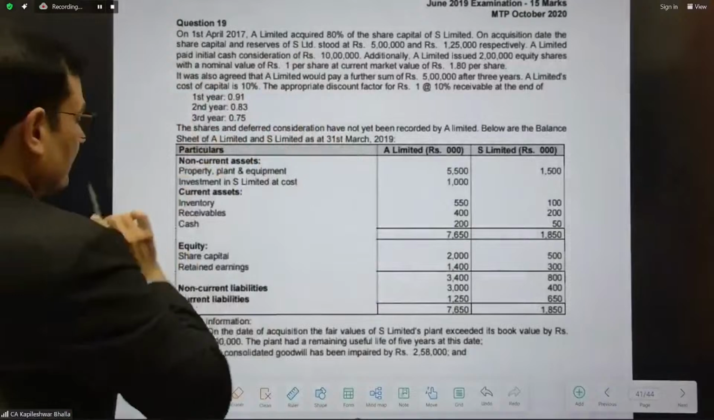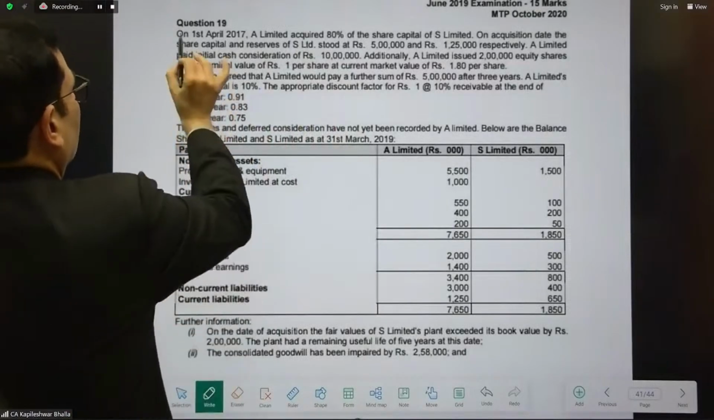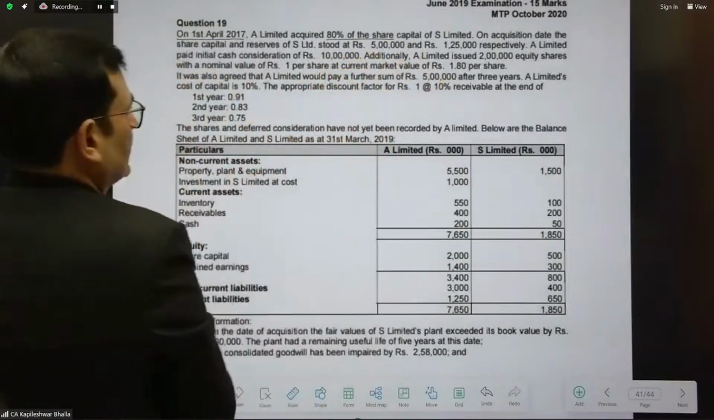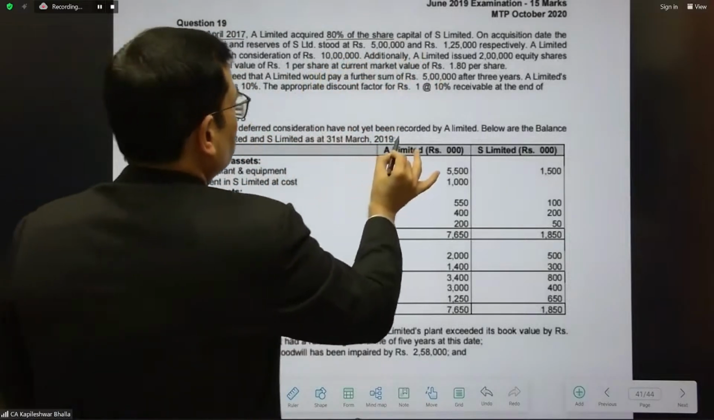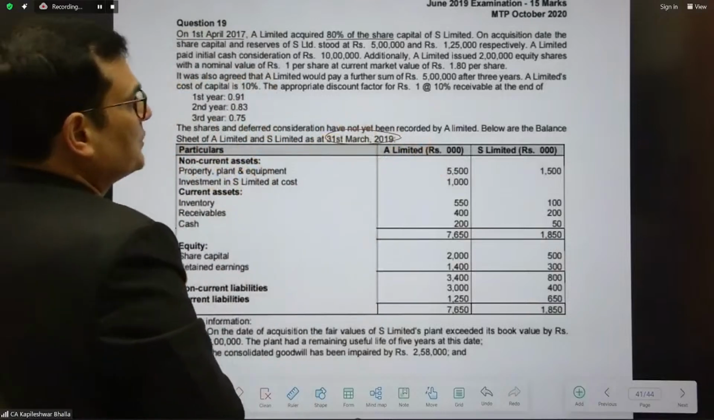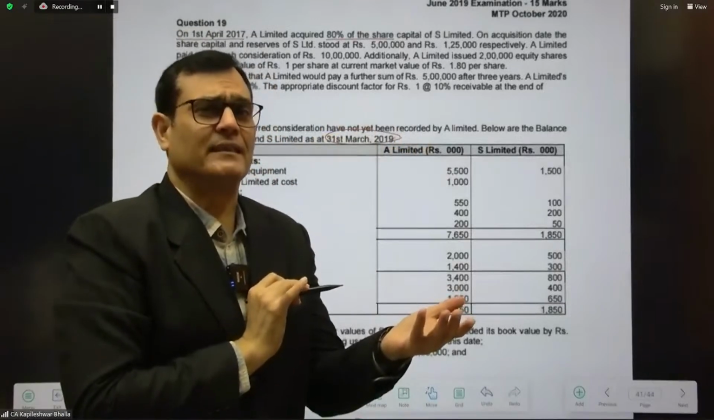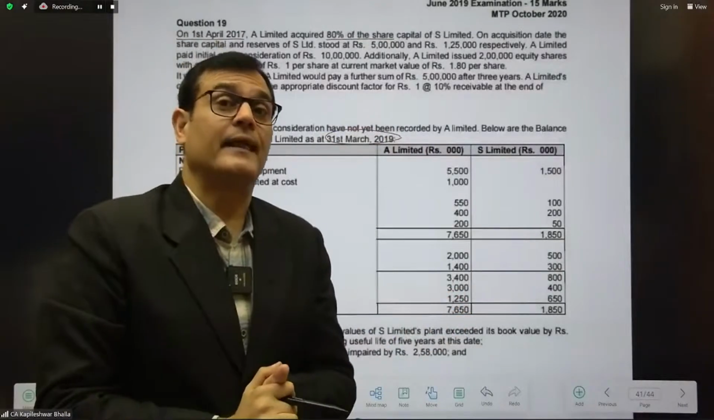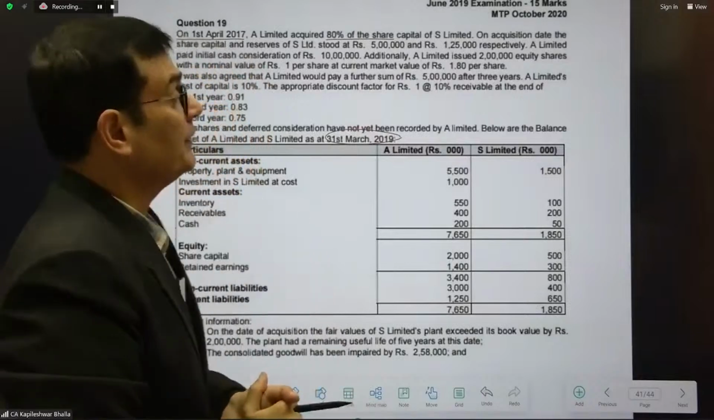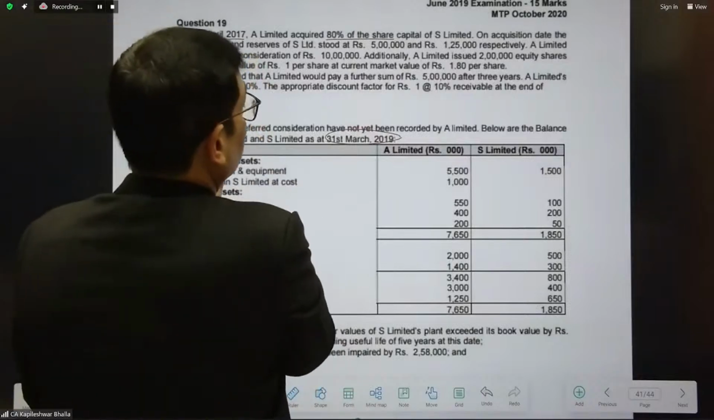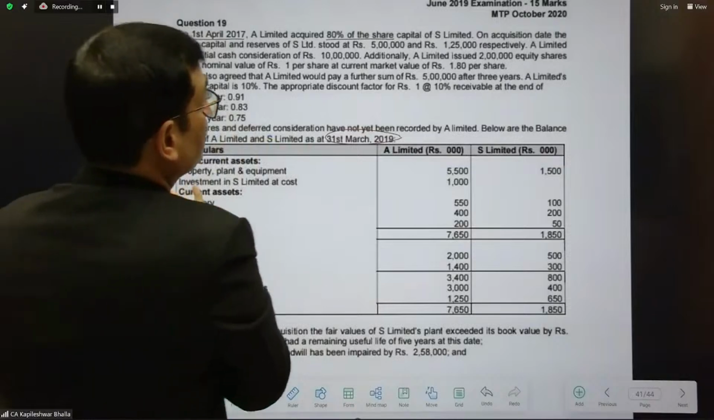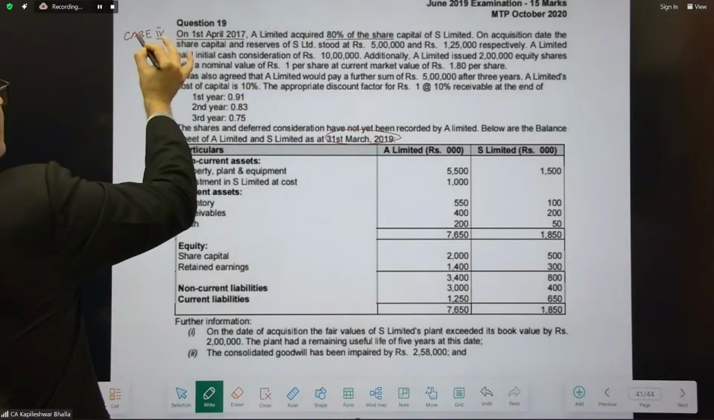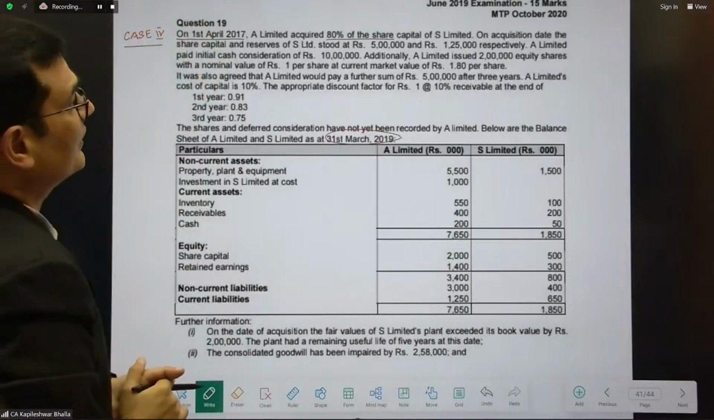I guess let's read. It says on 1st April 17, A acquired 80% share capital of S. I can already see that the balance sheet which is given below is 31st March 19. Well, I guess generally in the exams, you're going to get a case 4, which is making a balance sheet at a later date, and that also is going to be with NCI. So very clearly, the date of acquisition is April 17 and the balance sheet date is March 19. So I can undoubtedly say it is a case number 4. We're making a consolidation later with an NCI.